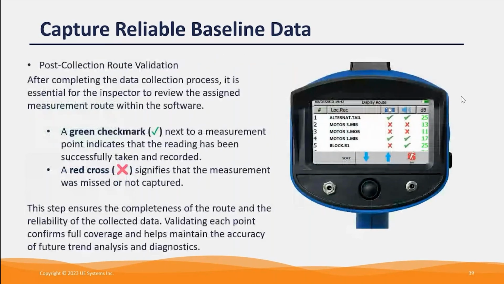Finally, the recommended action before you leave the site is to open the route feature in the UE15000 to check all the measurements. A green check mark indicates the measurement was successfully taken and saved. A red cross mark appears if a reading was missed or not saved properly. The visual cue provides a quick overview of route completion and helps you ensure no points are left behind before you leave the site.